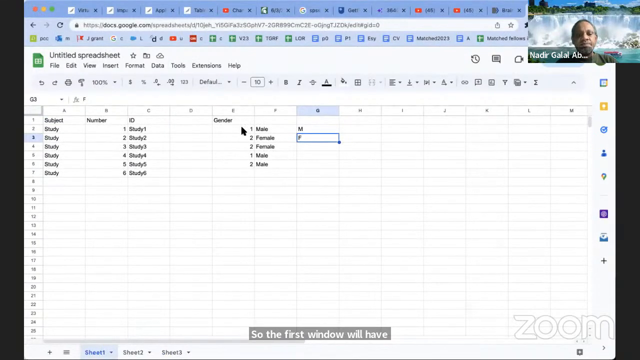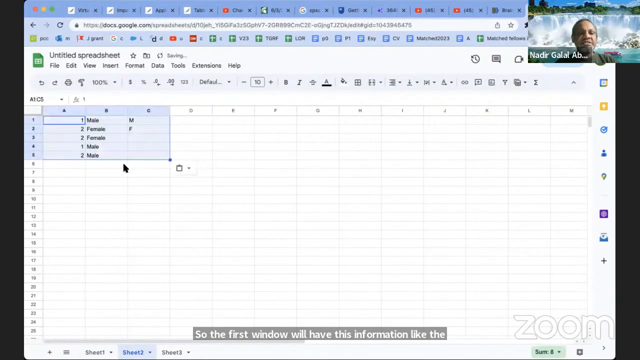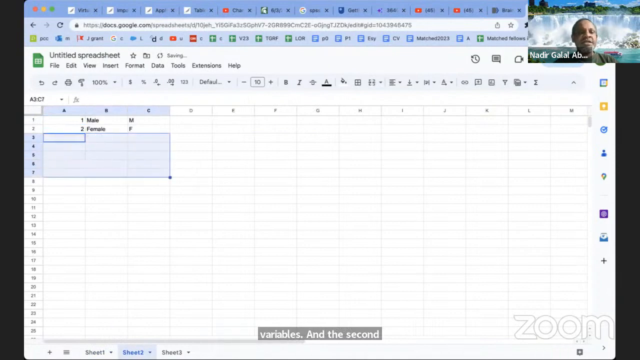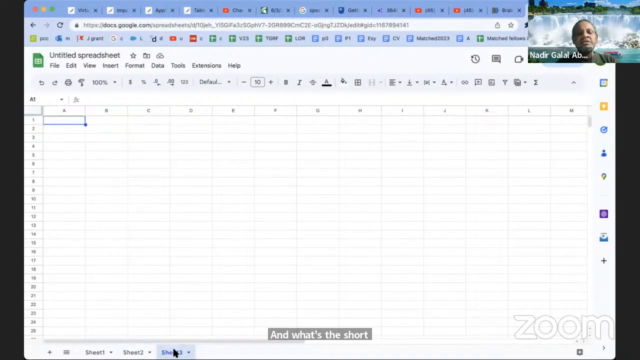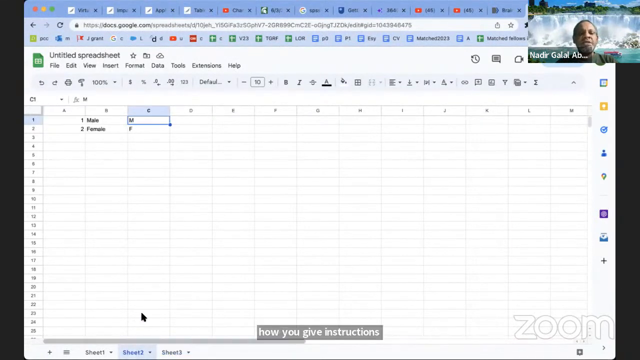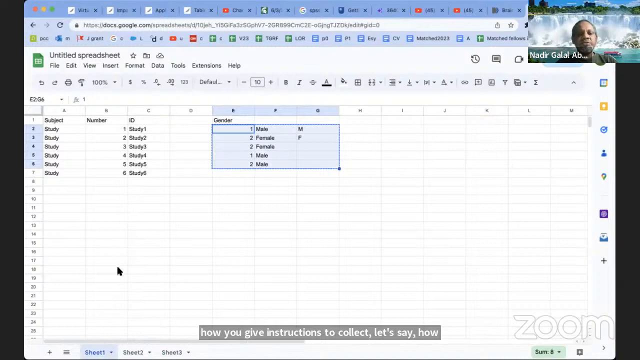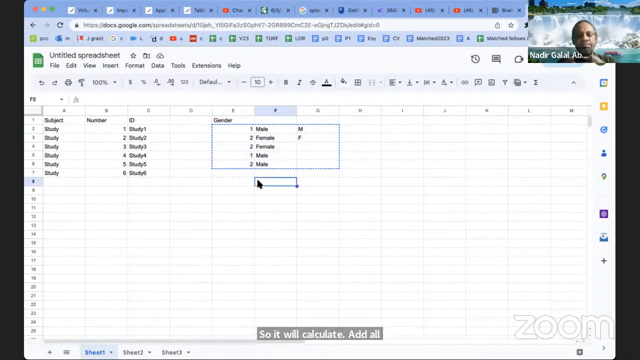In the second window, we can save this. So we can save this as the use of numbers for your data collection, what it means, and what's the shortened version of that. And in the third window, we will discuss how you manipulate, how you give instructions to collect, let's say, how many males in this sample, how many females. So it will add all the males and then do the math for you.